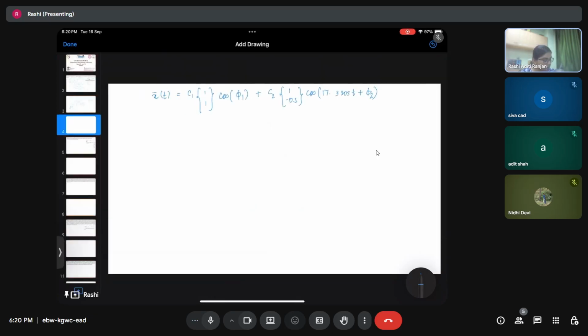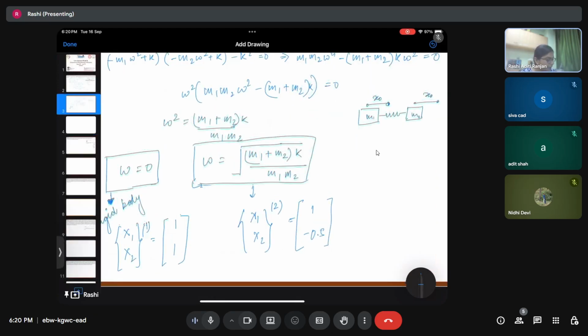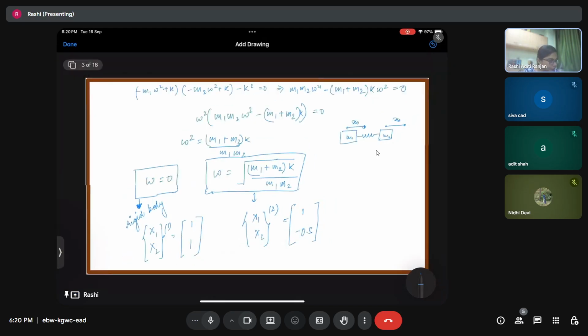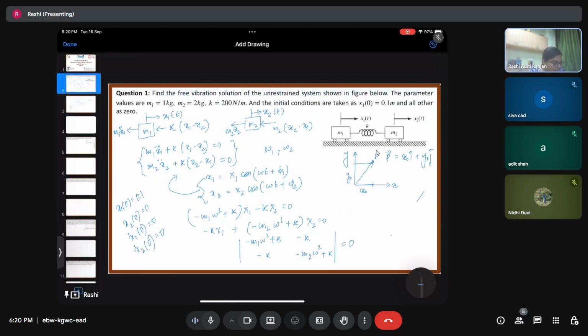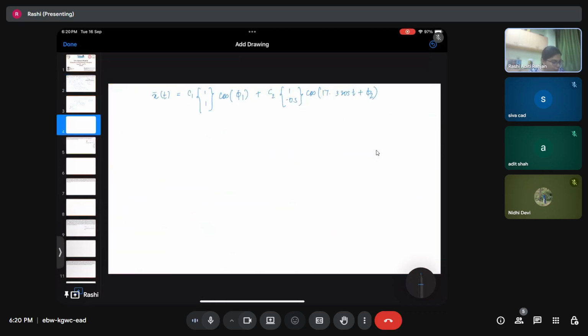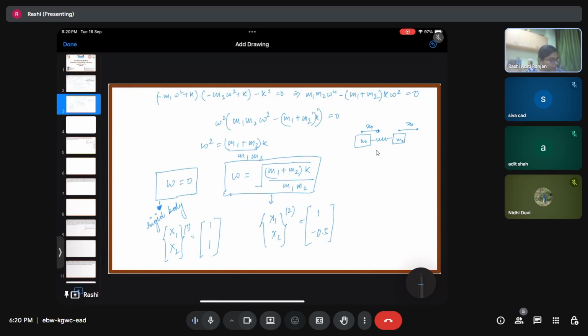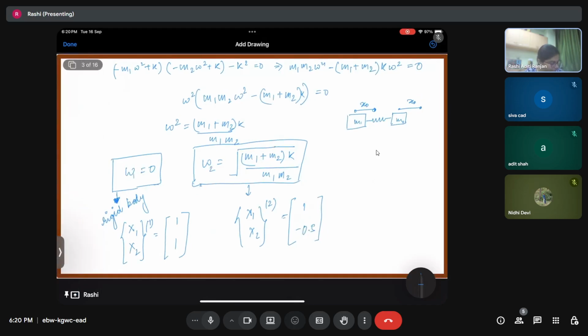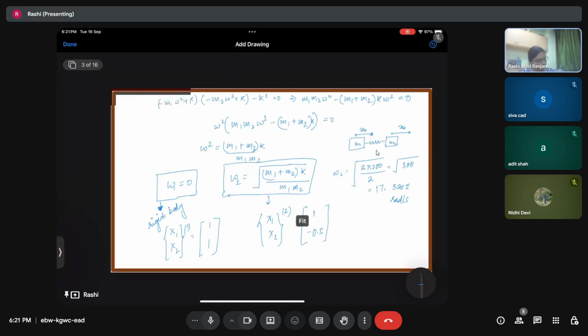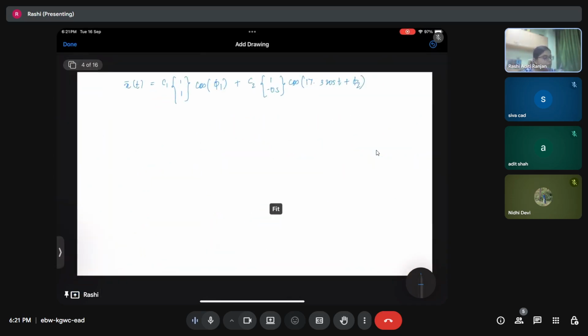Anyways, this value is going to come out from here because we have the values of m1 and m2. We have m1 and m2 as 1 and 2 kg and k as 200. So from here omega 2 is going to be under root of 3 into 200 divided by 2. It's going to be under root of 300 and comes out as 17.3205 radians per second. So this is going to be the general solution.